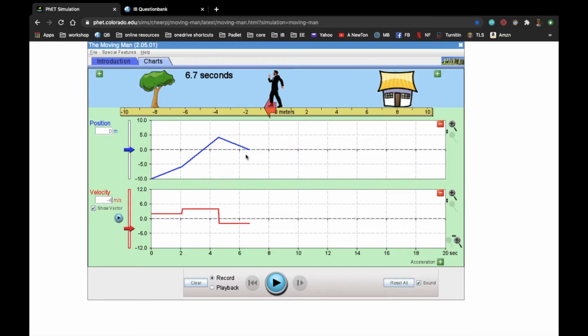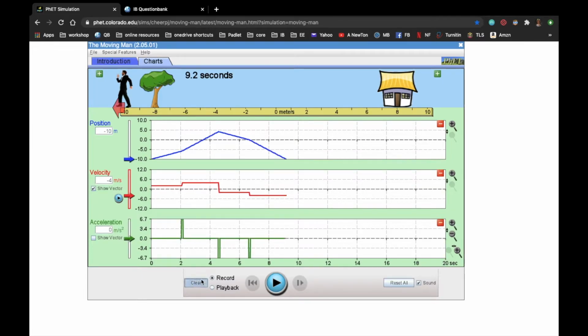What do you expect to see in here? He's going to move back more quickly than this section. So it's going to look like this. A quicker change, and he is back where he started. So that's the velocity part.